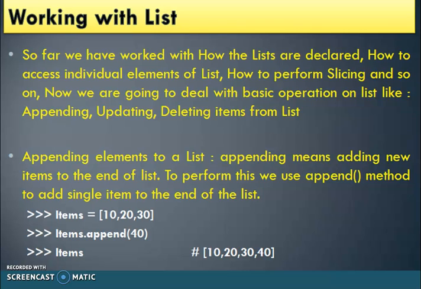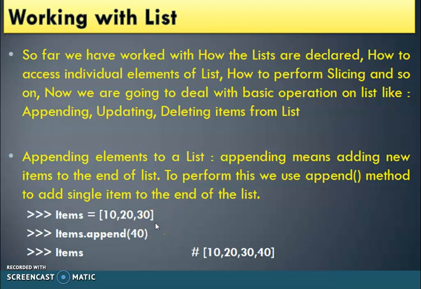Appending elements to a list. The first operation is appending elements to a list. Appending means adding new items to the end of the list. To perform this, we can use the append method to add a single item to the end of the list. See the example: items is equal to 10, 20, 30, a 3-element list. Then items.append(40) means the 40 will be added at the end of the list.